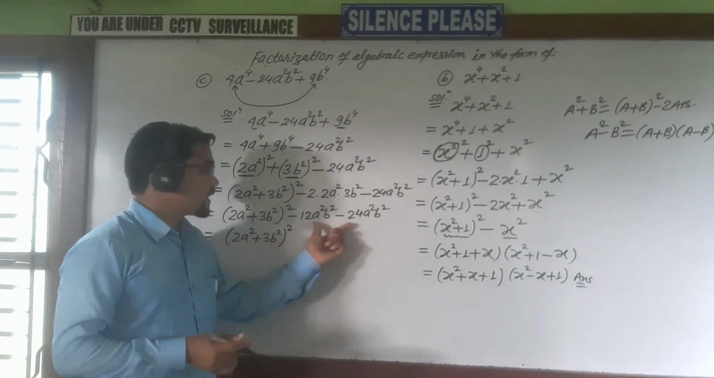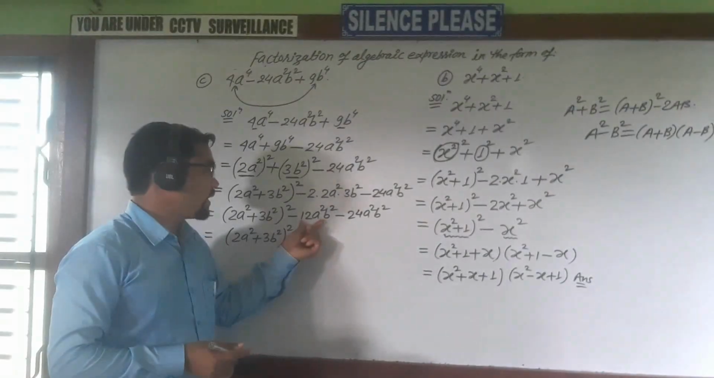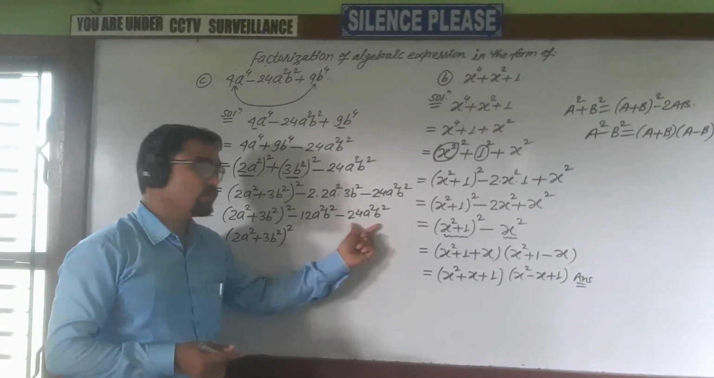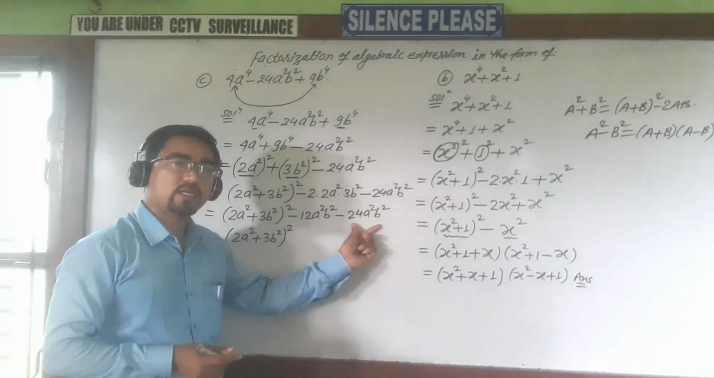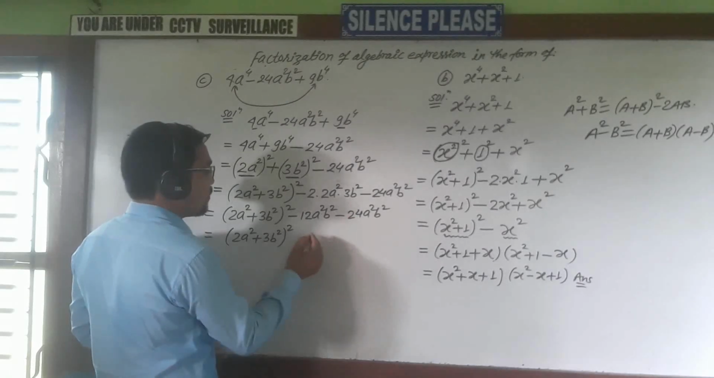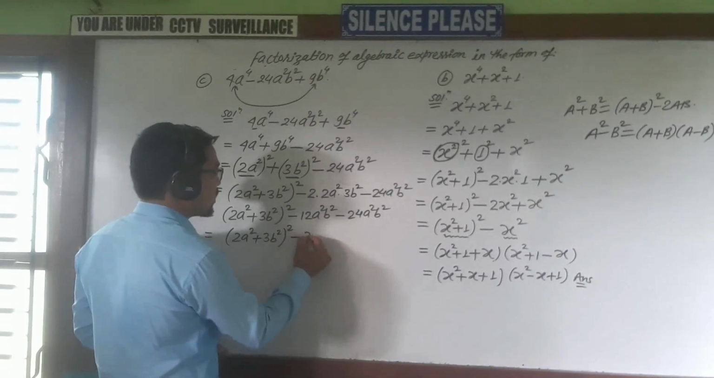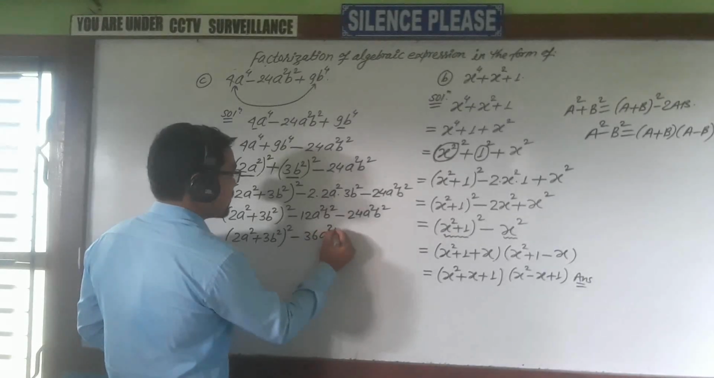These both are like terms, so we can add them both. 12a square b square is in minus sign, 24a square b square is also in minus sign. So both are minus, then we have to add them. 12 plus 24, how much becomes? Minus 36. Minus 12 minus 24 is minus 36 a square b square.